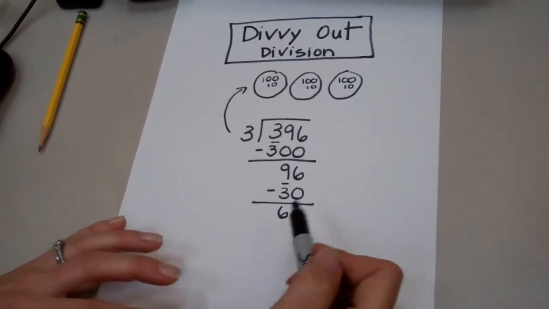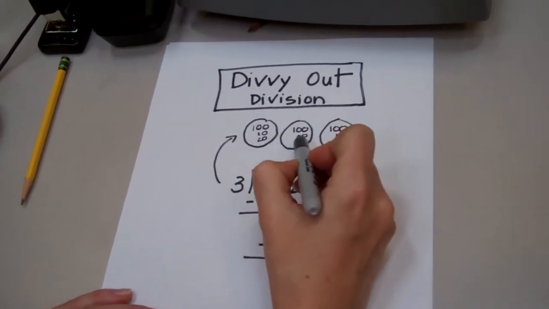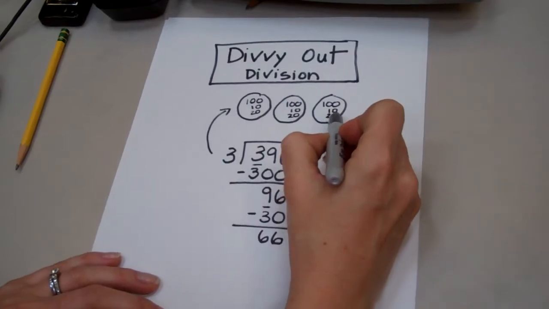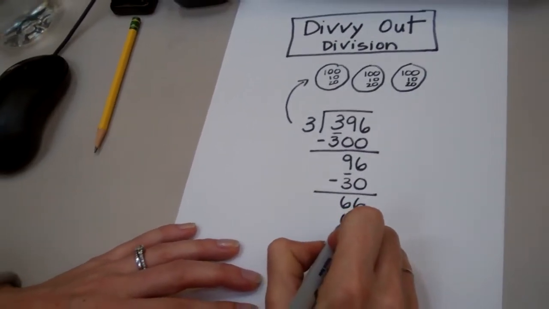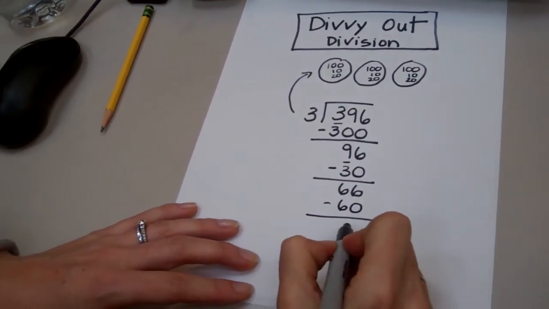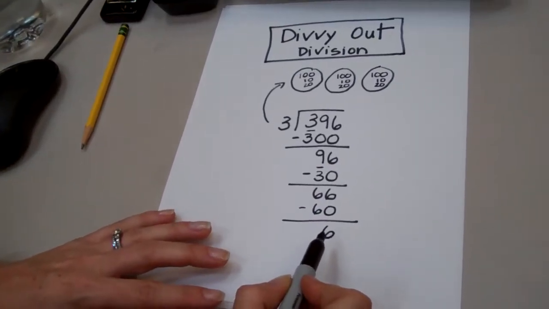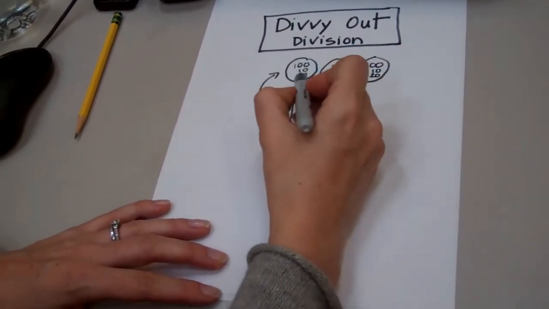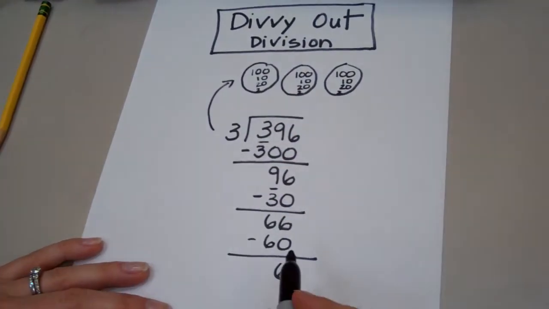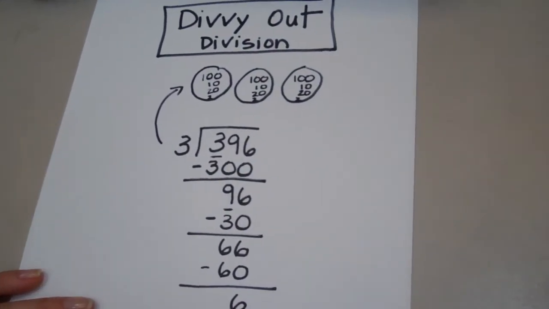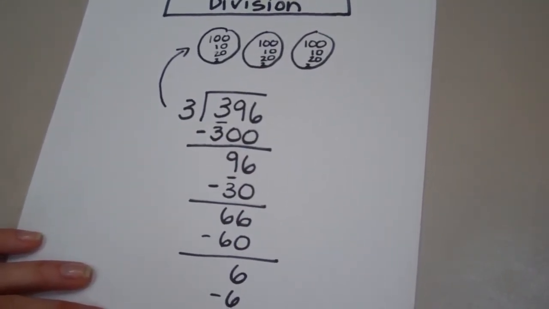So now we have 66, and I figured out that I can put 20 in each group, 20, 20, 20. And then I multiply my 20 times 3 to find out how many we used up. We used up 60. Now we have 6 left over. So now we're in the ones place, and I figure out how many ones we have left over. So now I'm going to put 2 ones in each group. I multiply my 2 times 3, that gives me 6. And now I've used up every single one of the 396, and we've divided them equally.